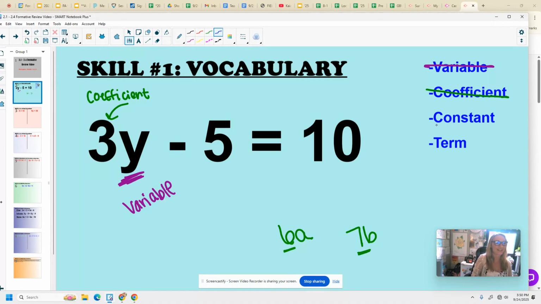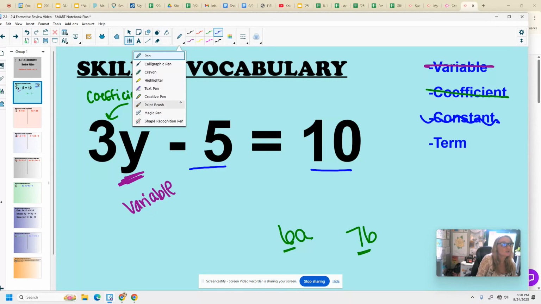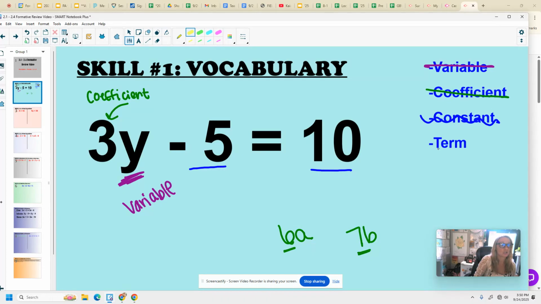Okay, your next part here is when we're looking at constants. A constant is just a number that does not change. So 5 is a constant and 10 is a constant. The one that kids struggle with the most is called your term. A term is any single piece of an expression or your equation. So 3y is a term, 5 is a term, and 10 is a term. The whole mathematical sentence, because it has an equal sign, is called an equation. All right, there's your vocabulary that you need to know.